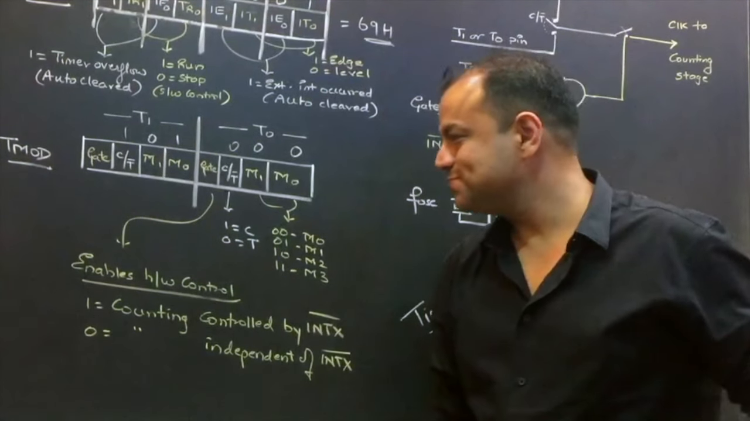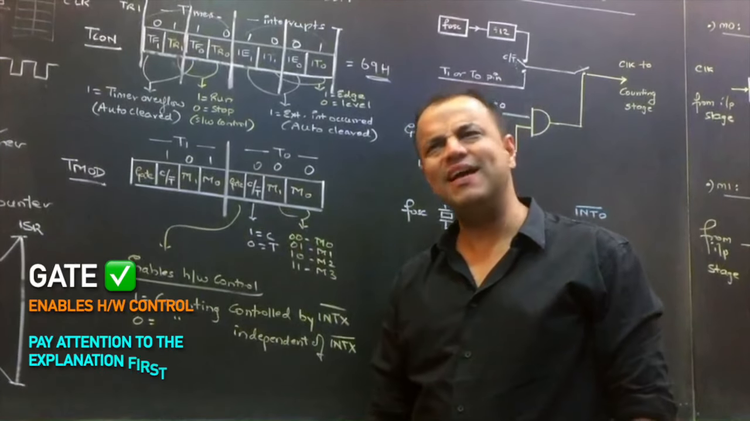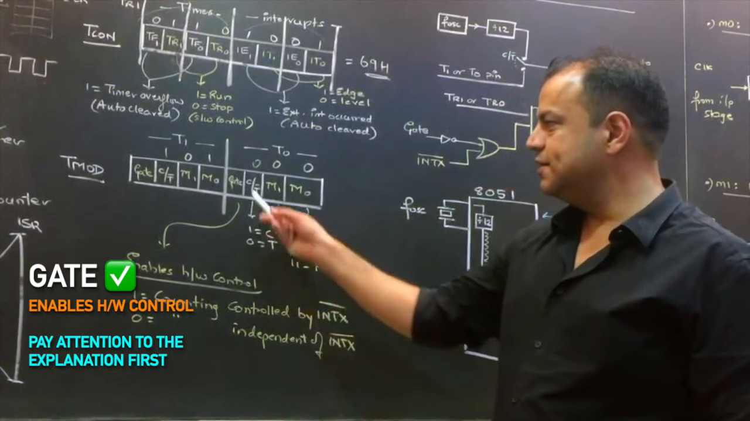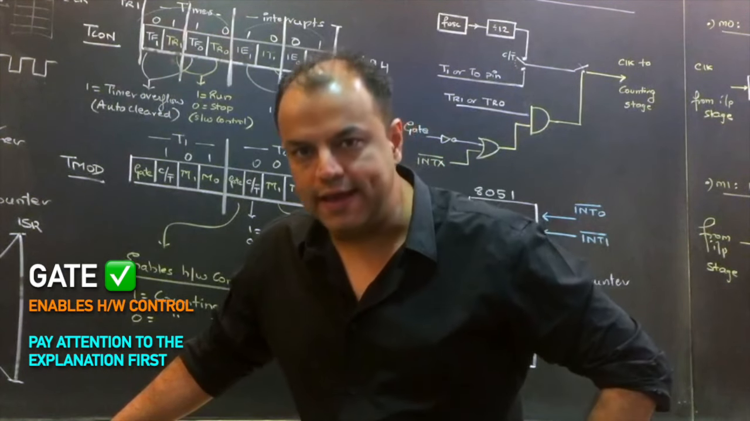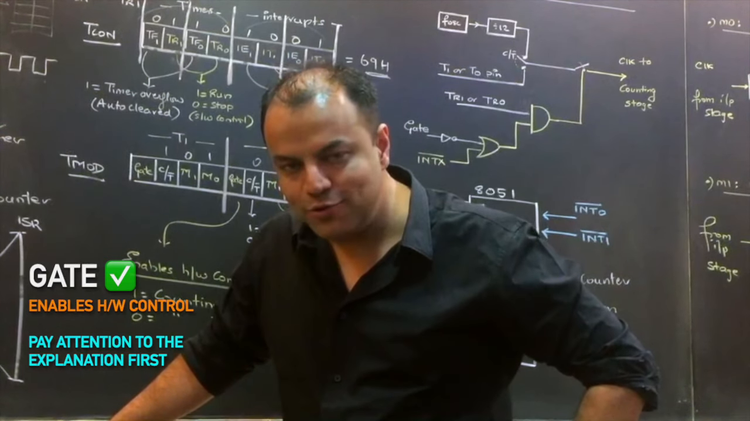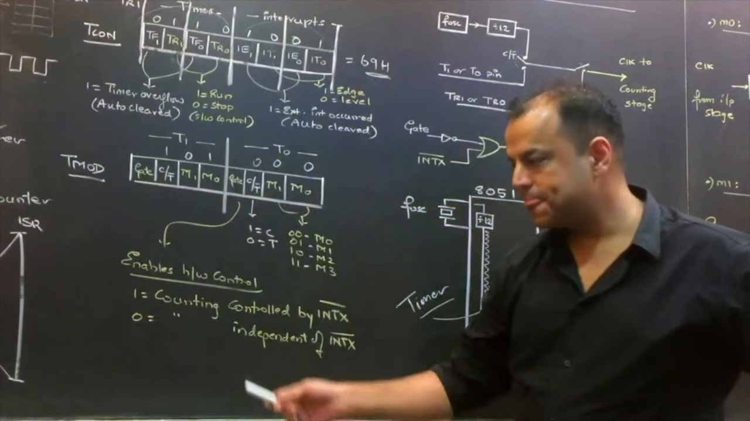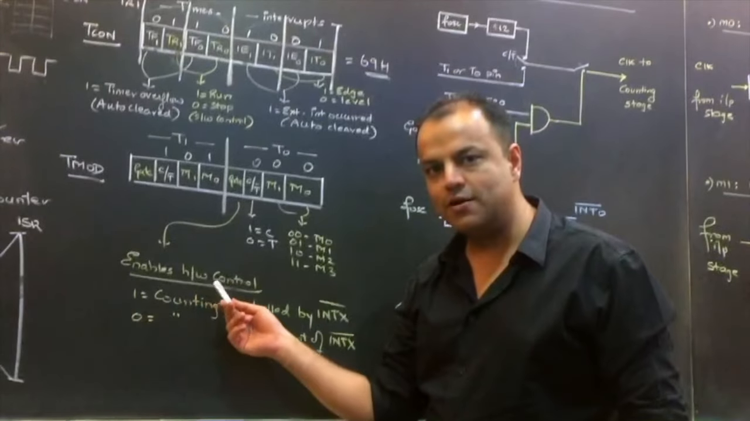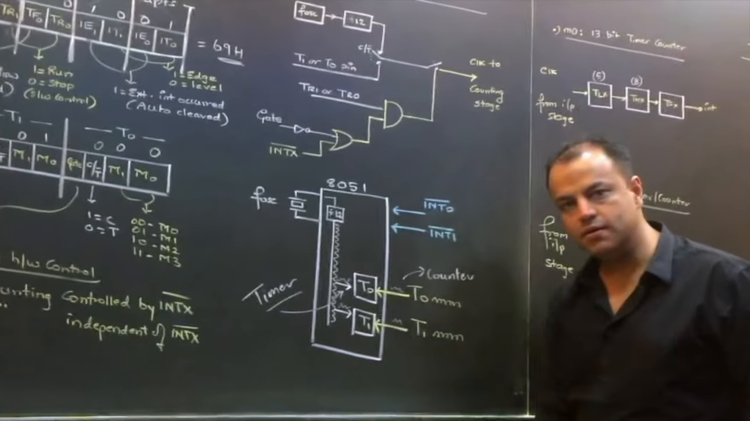Now, the most important bit of TMOD, important as in important to understand. There is a concept, a very nice bit, called gate. In electronics, whenever you hear the word gate, understand it means enable. Nobody needs to tell you this. Wherever you see the word gate, gate means enable. Now read what is written. Enables hardware control. Don't read further. Enables hardware control. What does that mean?